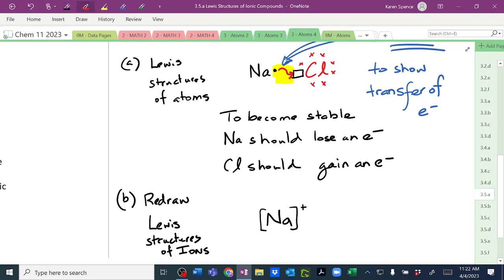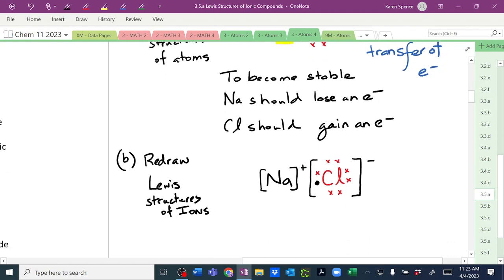And then chloride, it has its original 1, 2, 3, 4, 5, 6, 7 electrons, but it also has the 8th that it got from sodium. And because it is now an ion, we will put brackets and we will put the charge. So that is the Lewis structure of the ion.